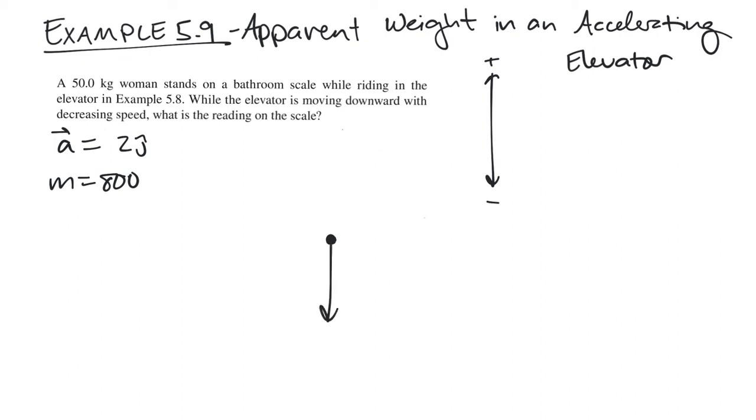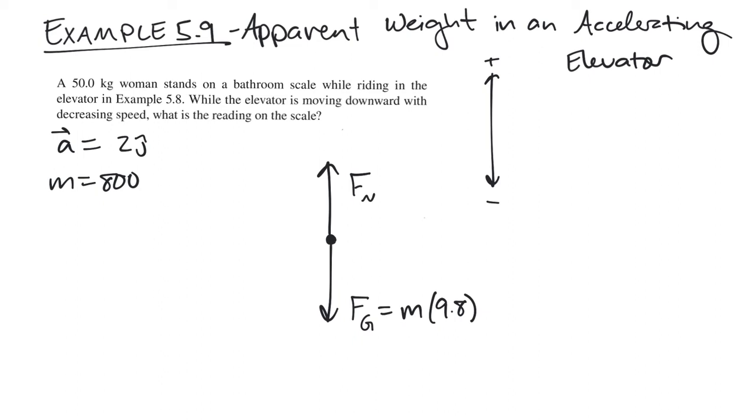One of them is gravity, the force of gravity, which is equal to her mass times the acceleration due to gravity. We're on Earth, so that's 9.8 meters per second squared. Now you also have a normal force from the scale, and that's what we're going to be looking for.